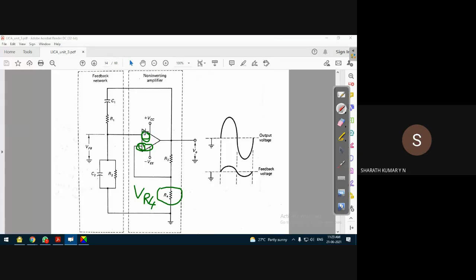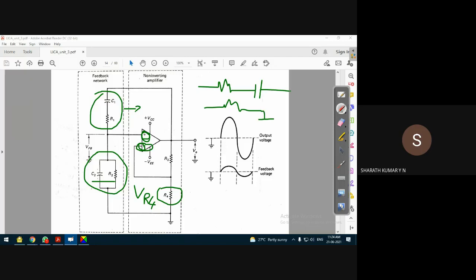So there are two feedback networks. One is using this R1C1 combination, and another one is R2C2 combination. R1C1 is a series network. R2C2 is a parallel network. Guess what is the effect of this? When resistance and capacitance are in parallel, or when resistance and capacitance are in series, they act as a phase lag and phase lead network depending on the position of the resistor and the capacitor.